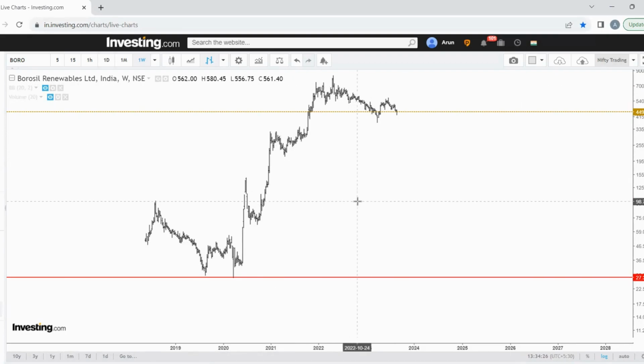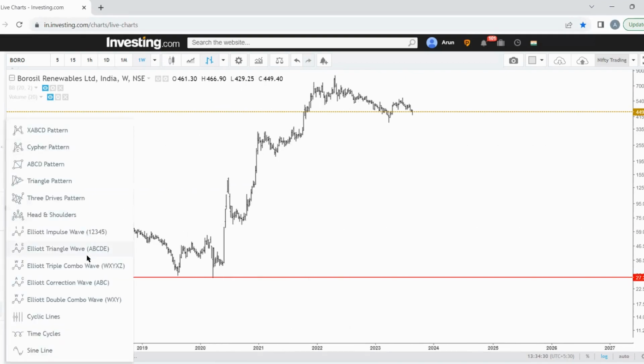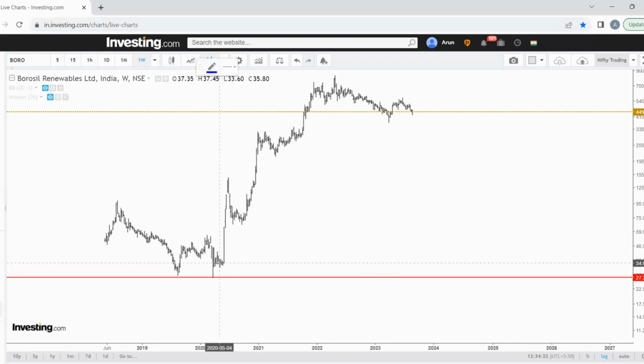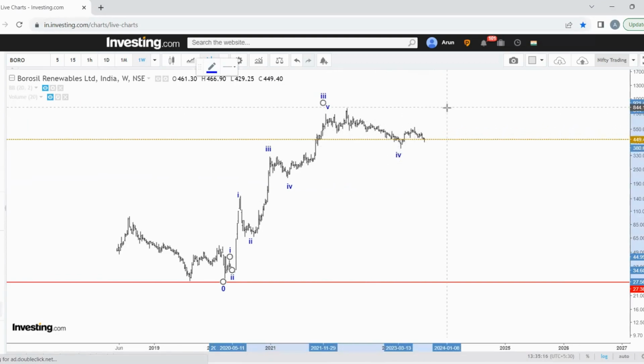Okay. Wait. So this is 1, 2, 3 and 4 and 5. So this is 1, and the entire 1, 2, 3, 4, 5 is 3, and this can be 4 and 5 upside.